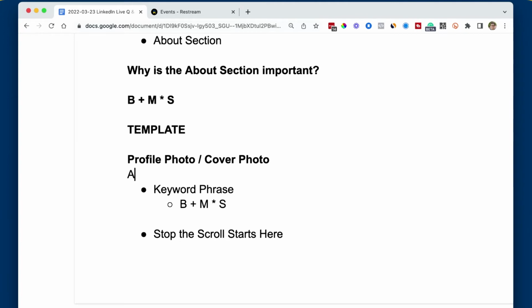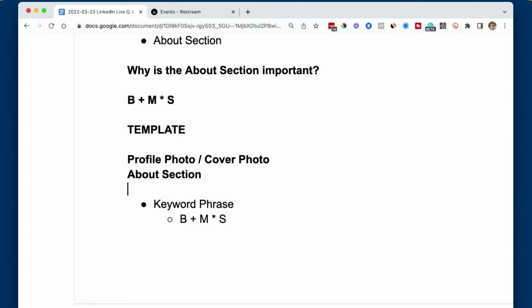your about section. And in your about section, you want to have this. You want to have a keyword phrase. Your keyword phrase is a 4-word keyword phrase that talks about what you do best so that those who need it the most can see that you are a solution to their problem.